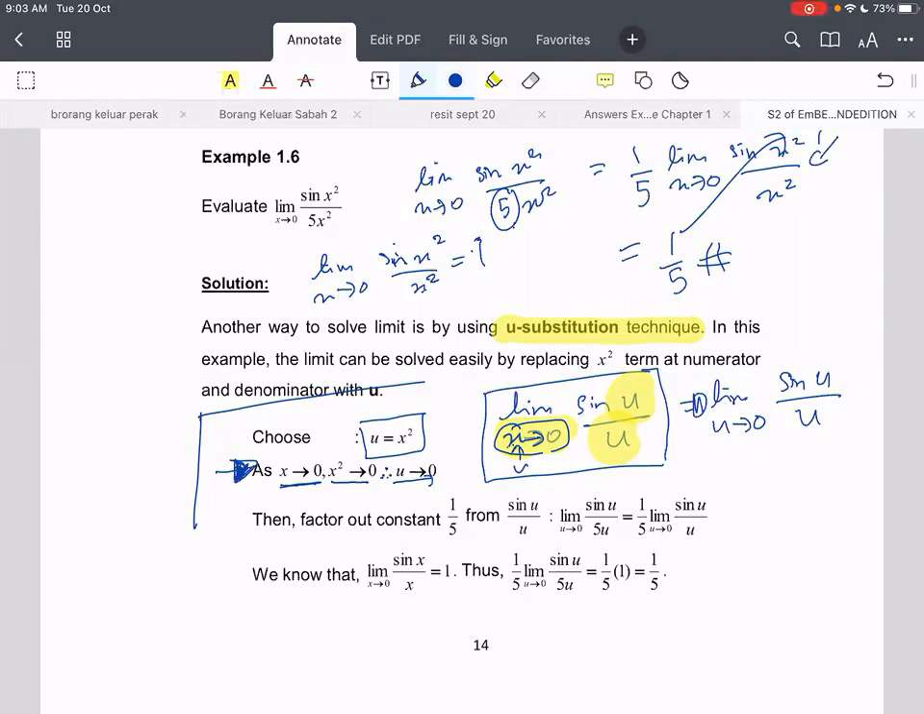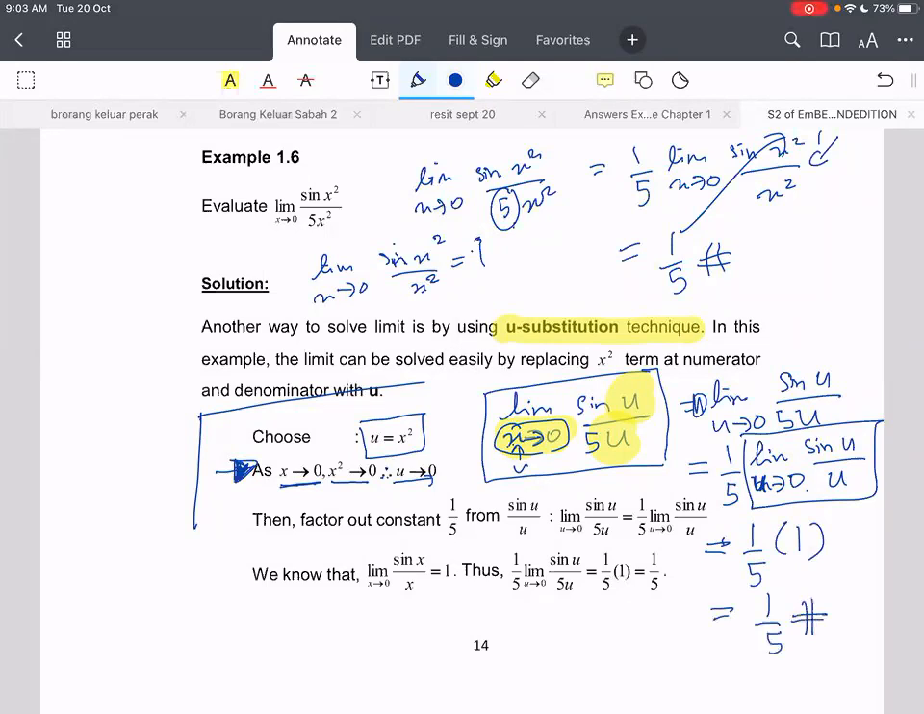Only then can you apply, we have 5 here, so you can apply the limit property by taking out the constant. So this becomes not x, it's u approaching 0 of sine u over u. If you look at this, this is also the squeeze theorem. So you know by default it becomes 1 and your final answer is 1 over 5. Is that clear?